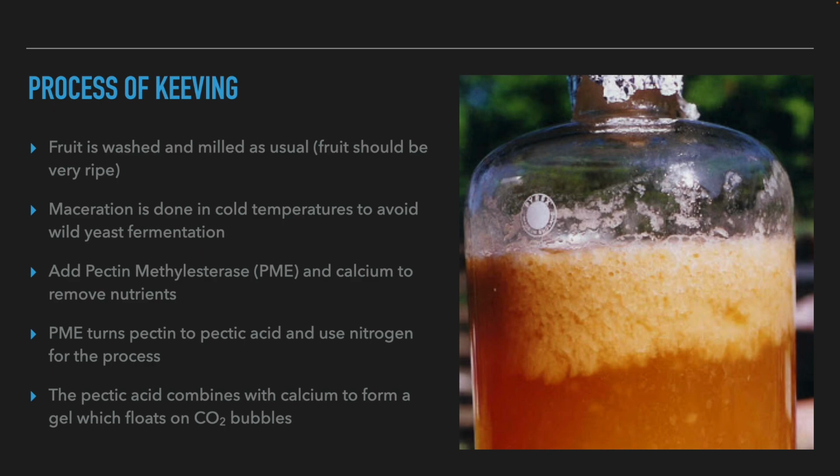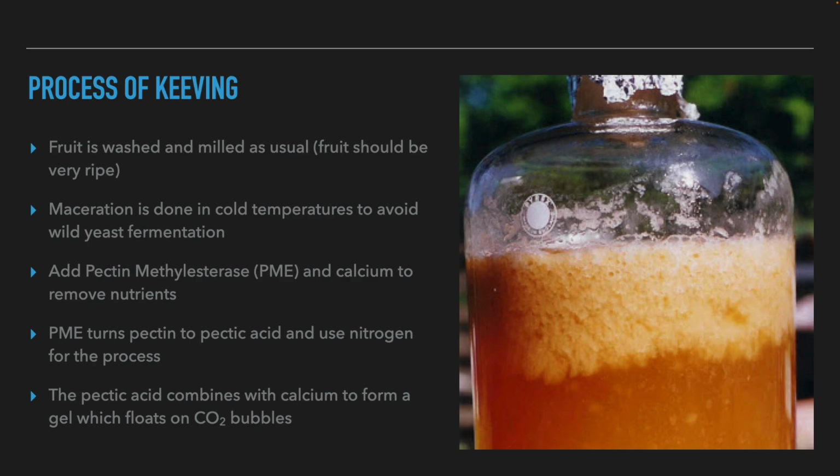The process begins with washing and crushing the fruits as a normal cider. The fruit should be very ripe because during the sweating process, the enzymes lower the nitrogen level in the fruit. After crushing, the pulp is usually left in a cold maceration for a few hours up to a whole day. The process is done at low temperatures so that yeast contamination does not develop. It is possible to perform maceration in any cider, but in a keeved cider, it is most common.